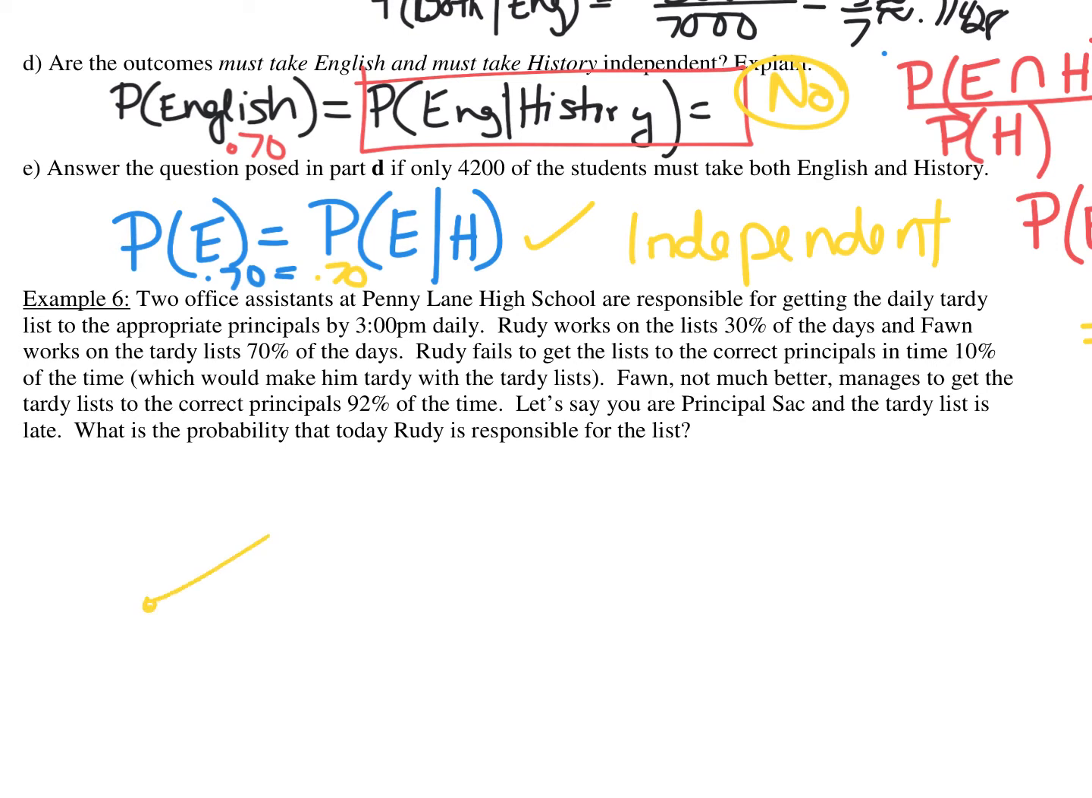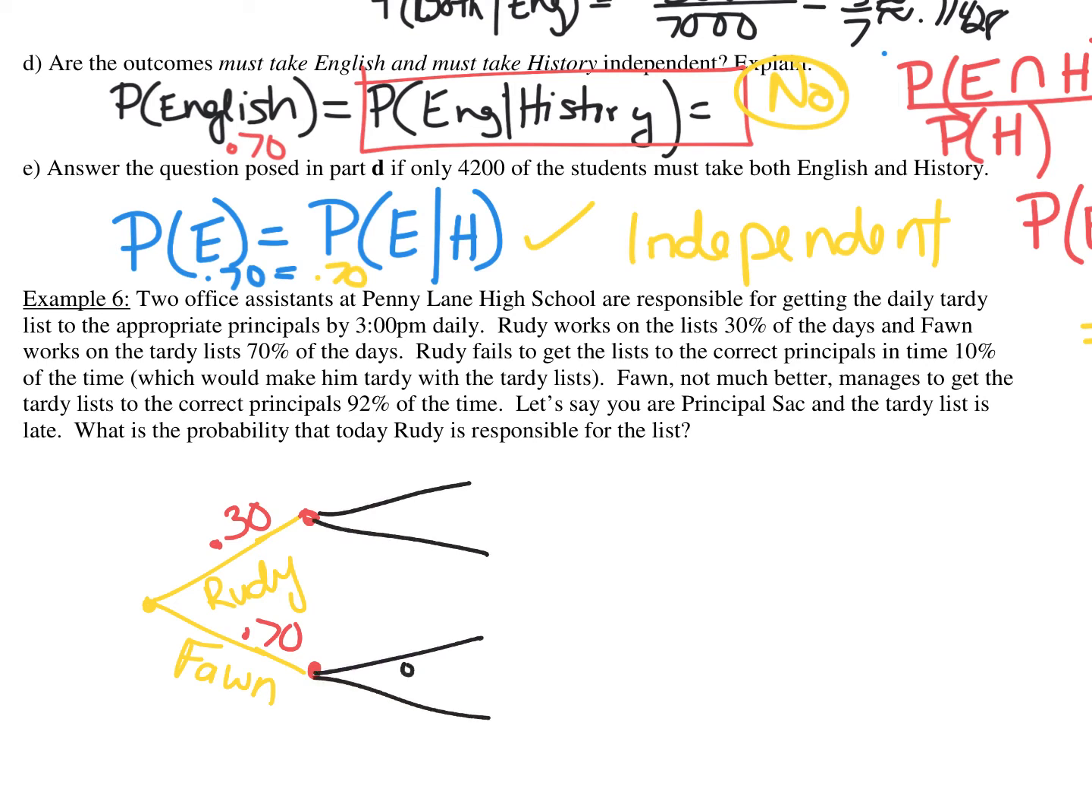All right, so I'm going with a tree diagram. I'm given multiple percents and different things are happening. All right, so we got 2 secretaries or office assistants, Rudy and Fawn. Rudy does the list 30% of the time, so Fawn would do it 70% of the time. And then they're doing their job either on time or they're late with their job. Ironically, it's generating who's late to school, but okay, so on time versus late for both.